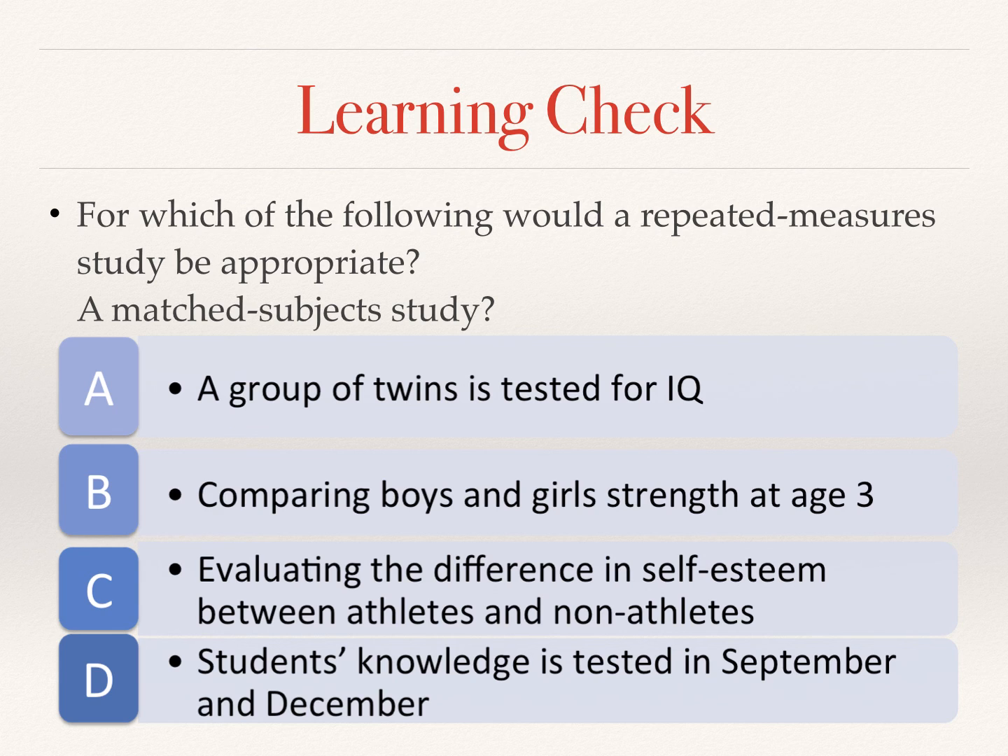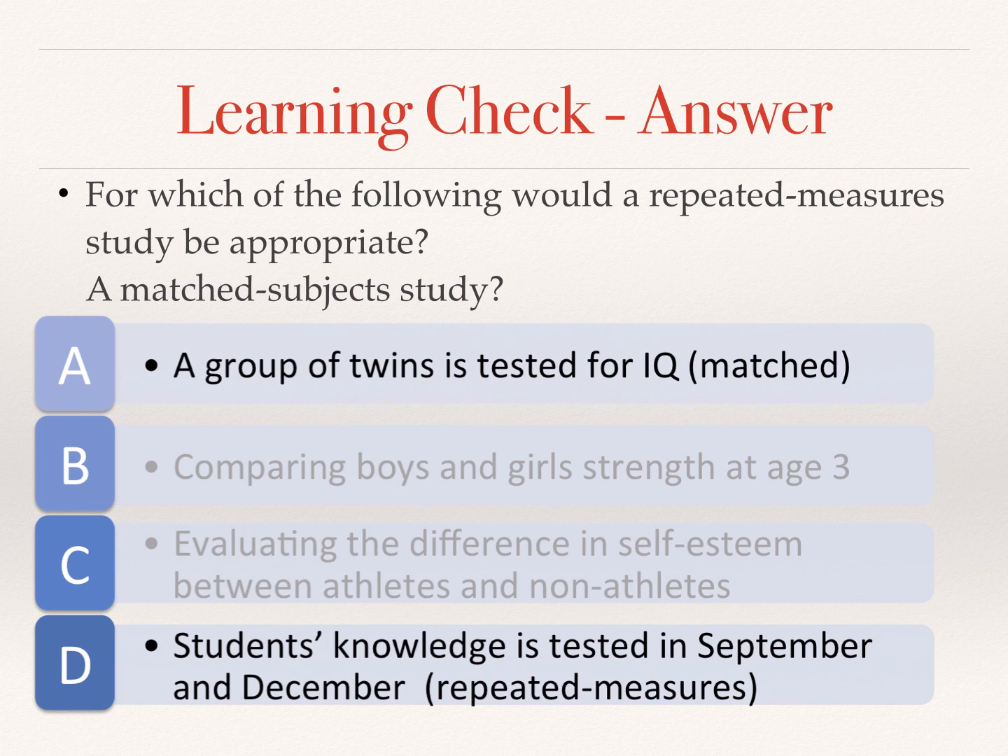Then again, ask yourself that same question, but ask it for a matched subjects design. So remember, the repeated measures study is going to be looking at those within subjects designs, and the matched subjects study is looking at a between subjects design where we've matched individuals in some way. So pause the video, figure out the answers, and proceed to the answer slide.